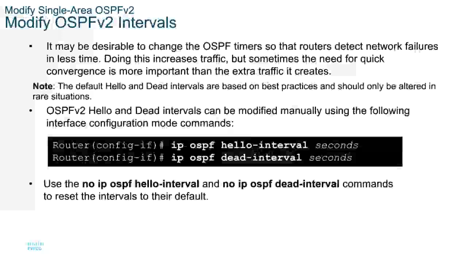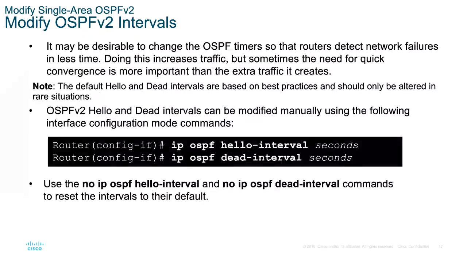So we can change the timers. If you're going to change them manually, you need to go through and do it on all the devices, because remember, they've got to be the same or else the neighbor relationship doesn't form. To do that, we use two commands: ip ospf hello-interval and ip ospf dead-interval, followed by the seconds. Now, reminder, dead interval is 4 times the hello interval.